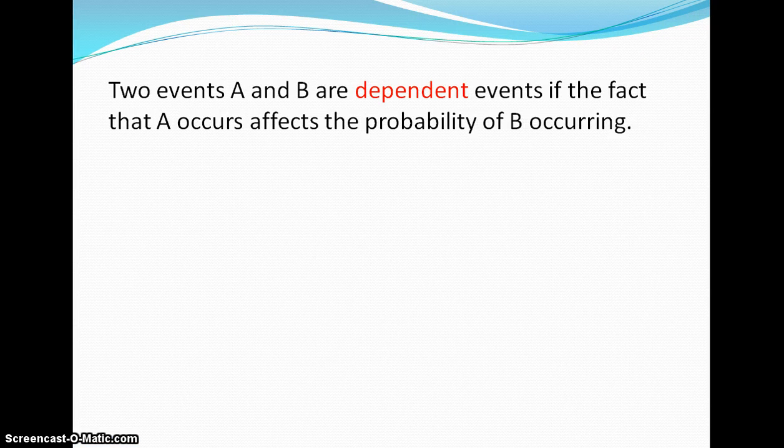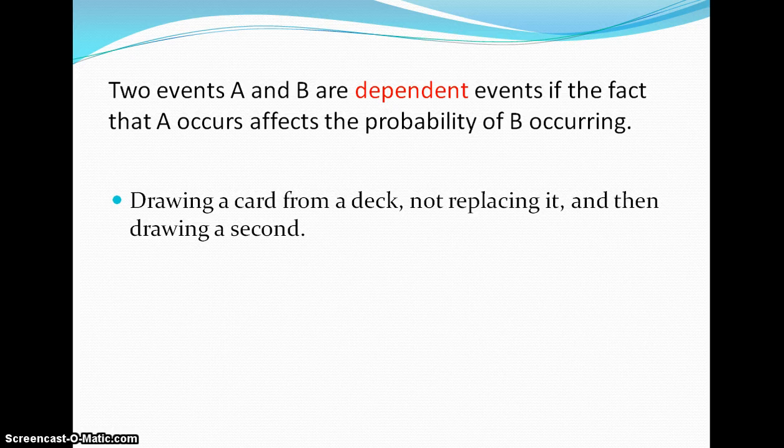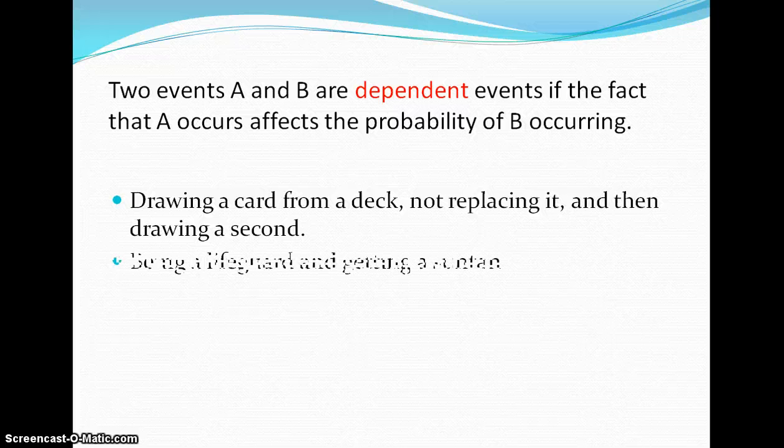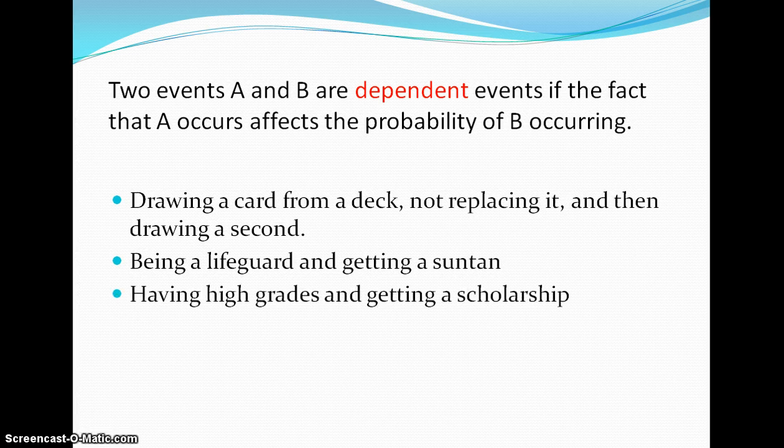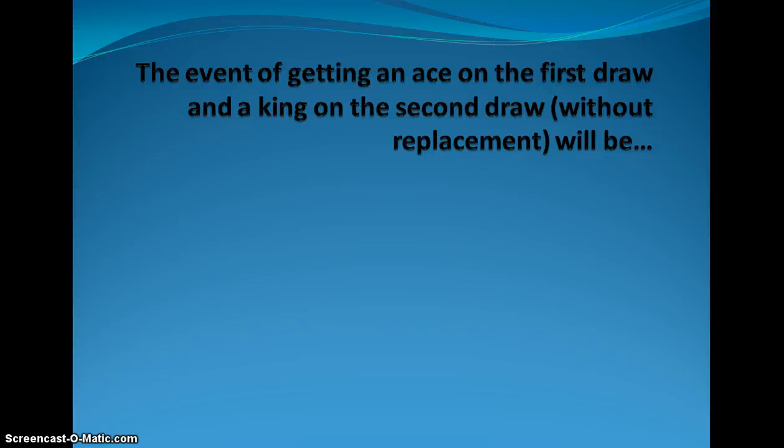What if 2 events are dependent? So what if B is affected by whether A has happened or not? I've got to change what's happening here a little bit. So if I draw a card from the deck, but I don't replace it, well, the first time there were 52 cards in the deck. Once I don't replace it, there's only 51 cards in the deck. So the probability of me drawing a particular card has changed. Being a lifeguard and getting a suntan. Having high grades and getting a scholarship. These things are all related to each other.